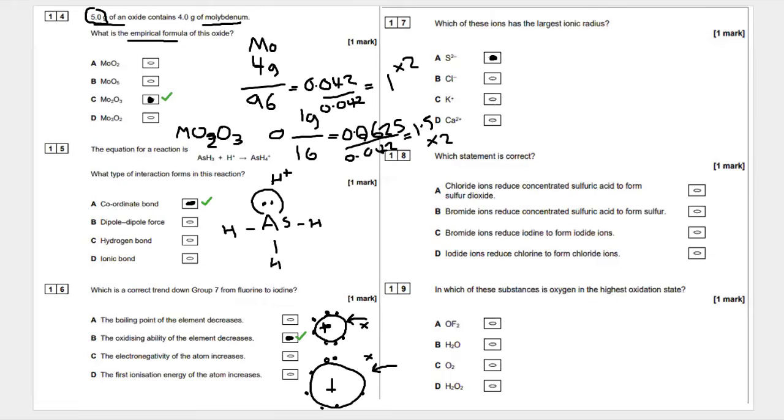So we're going to say iodide, because iodide ions are bigger than chloride ions. It's easier for them to chuck away an electron to the chlorine. So we're going for iodide ions reduce chlorine to form chloride ions. And that's absolutely true.